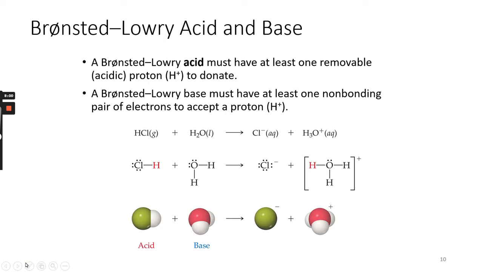Again, a Bronsted-Lowry acid must have at least one removable proton to be an acid, so you have to be able to donate it. And the base must have at least one non-bonding pair of electrons to accept the proton. So here we have our hydrogen that can be donated, and here we have our electron lone pairs, non-bonding, that can accept it. So that's why this is a Bronsted-Lowry acid and a Bronsted-Lowry base.